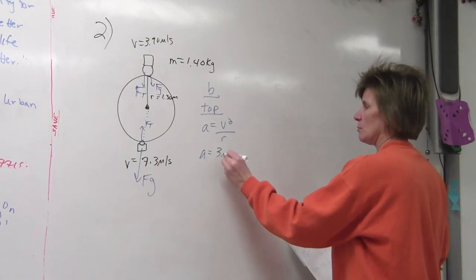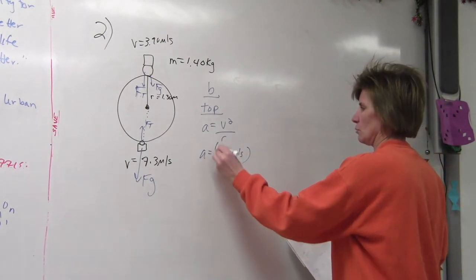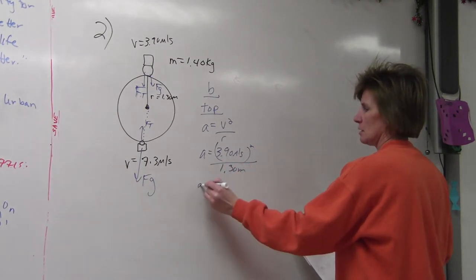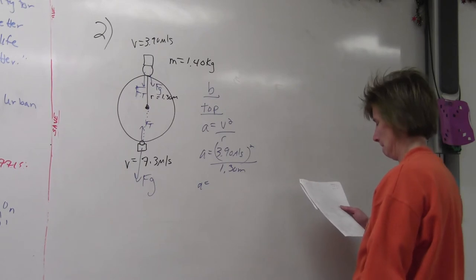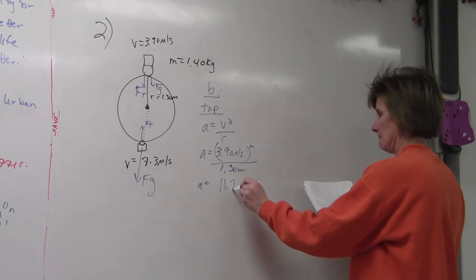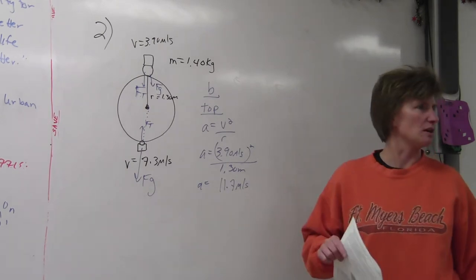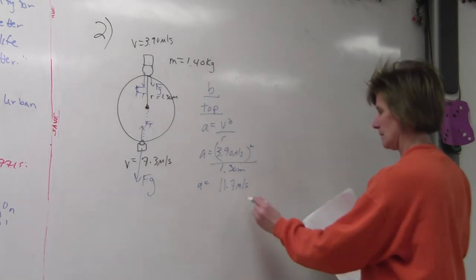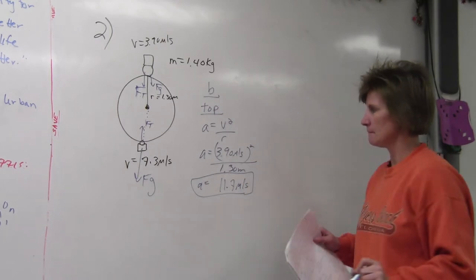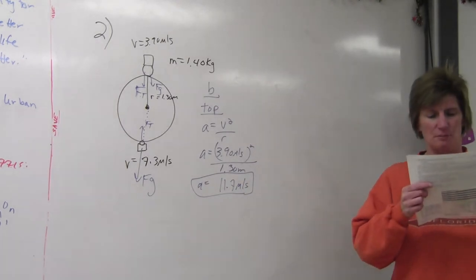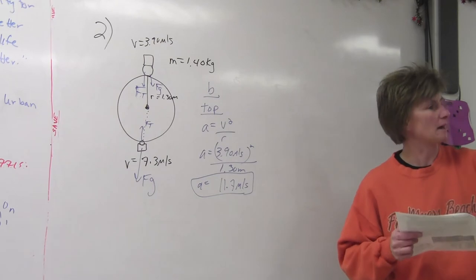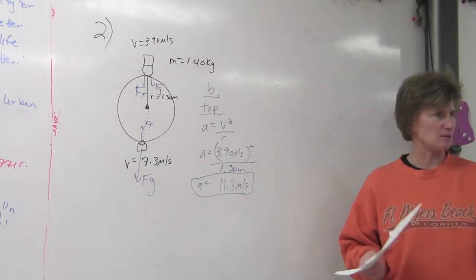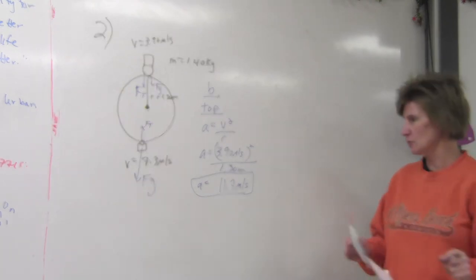So 3.9 meters per second squared divided by 1.3 meters. My acceleration is 11.7. Oh yeah, this answer was wrong on the answer key too. Did you realize that? Somebody caught that. That wasn't until second hour though, because again, I put a different number in there. Oh, actually, for the bottom, it's wrong, because I put a different number in there again. That was second hour. Somebody thinks Josh caught that.